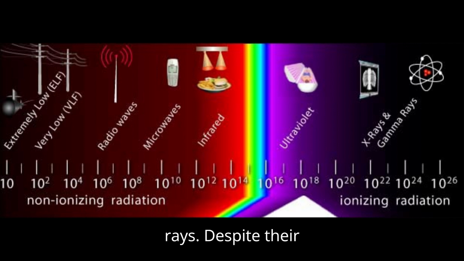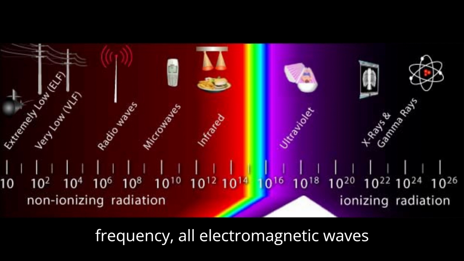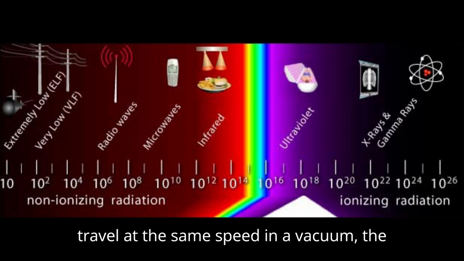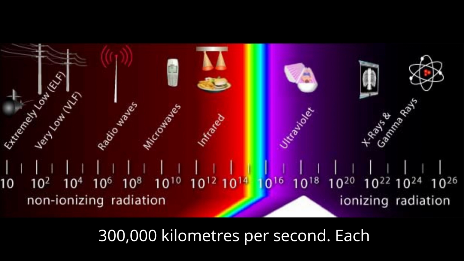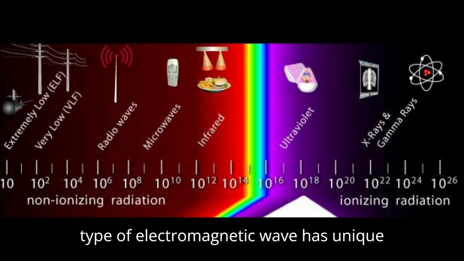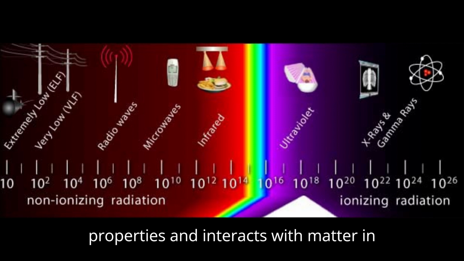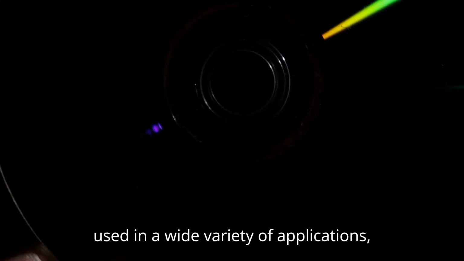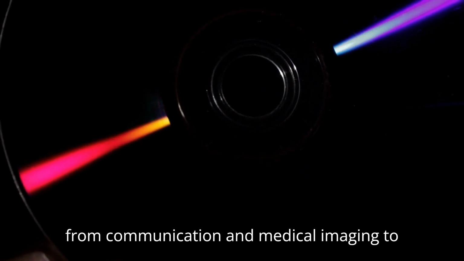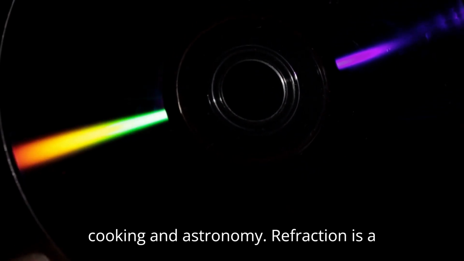The major categories in this spectrum include radio waves, microwaves, infrared radiation, visible light, ultraviolet radiation, X-rays, and gamma rays. Despite their differences in wavelength and frequency, all electromagnetic waves travel at the same speed in a vacuum, the speed of light, which is approximately 300,000 km per second. Each type of electromagnetic wave has unique properties and interacts with matter in different ways, which is why they are used in a wide variety of applications, from communication and medical imaging to cooking and astronomy.